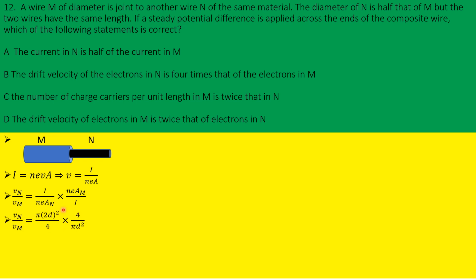So we can basically realize that the charge density n goes away with the charge density up here, and then e goes away, and I goes away, so we have Am over An. The diameter of this one is 2 times the diameter of n, so we actually have pi (2d) squared over 4 times 4 over pi d squared, right? Reciprocate and multiply. Okay, so we realize that our Vn is actually 4 Vm. So the velocity of that one, so B is our answer.